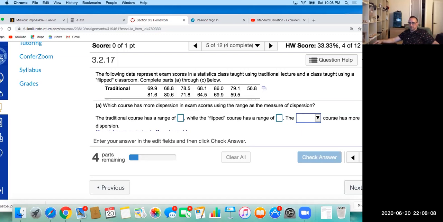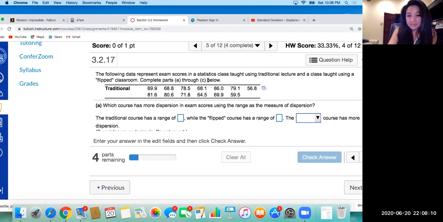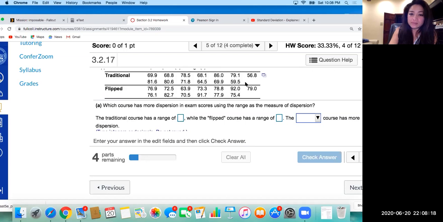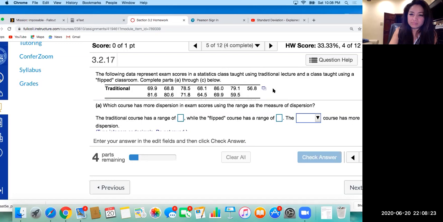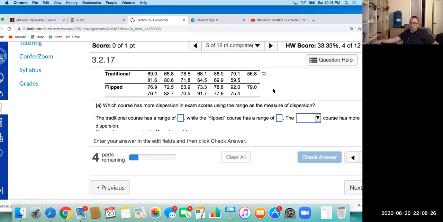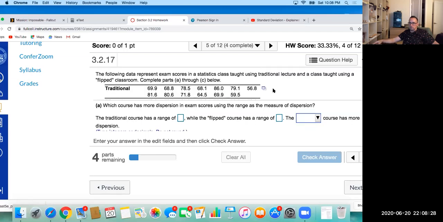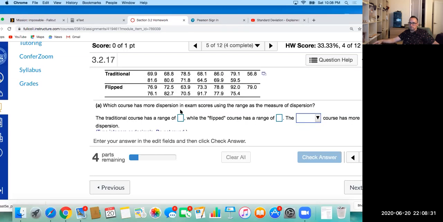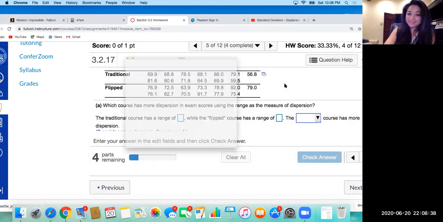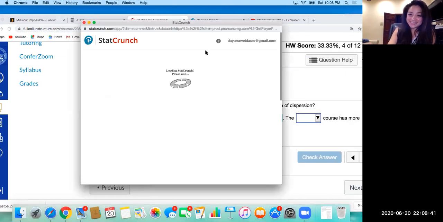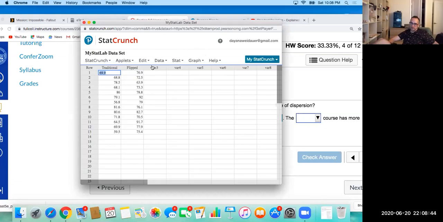Okay. On this one, exam scores and fitness. Should have class out using the flipped classroom. Complete parts if C. Traditional and flipped. It's asking for the range first. So, the traditional course. I'm enjoying this. When it's easier, right? Yeah, it's like, hey, this is easy.